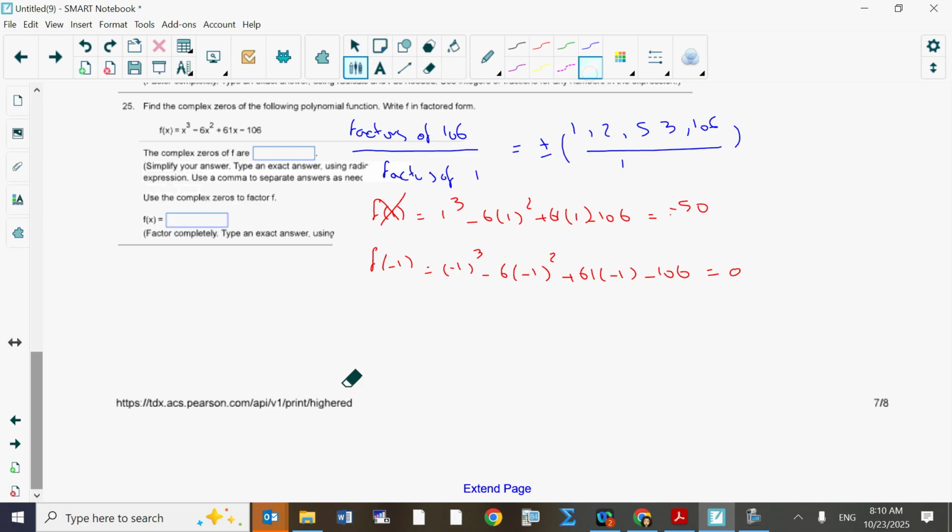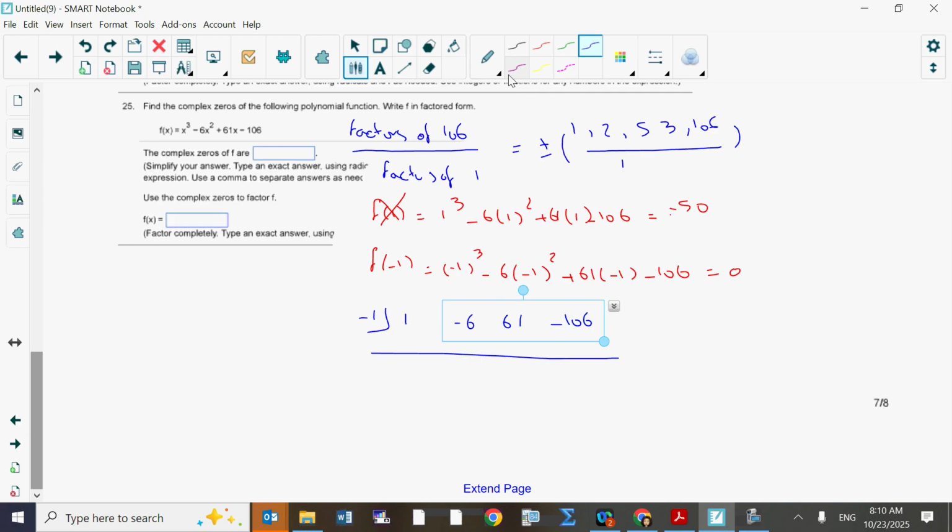So what I'm going to do here is, again, use synthetic division to find the other factor of the function. So negative 1, and I list the coefficients, negative 6, 61, negative 106. Bring the 1 down. 1 times negative 1 is negative 1. Sorry, I figured out that I made a mistake again. It's just so many calculations, I can easily make mistakes. But anyway, this was f of 2. F of 2, when you calculate, is equal to 0. So 2 is a zero of the function.